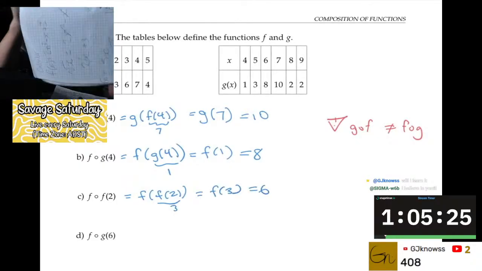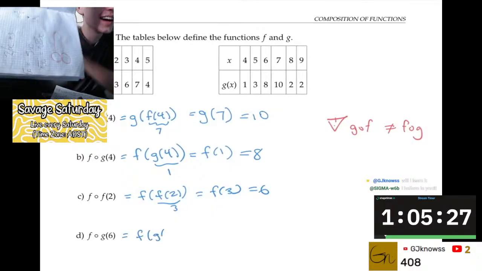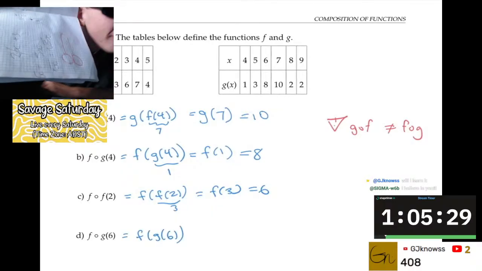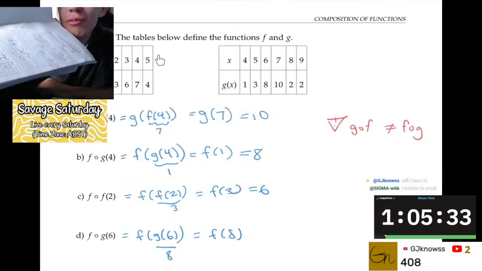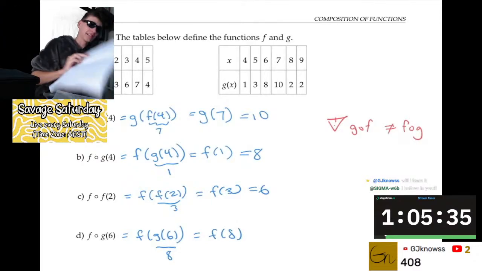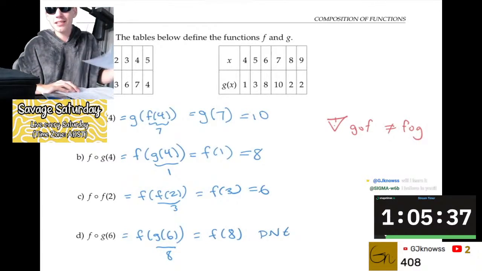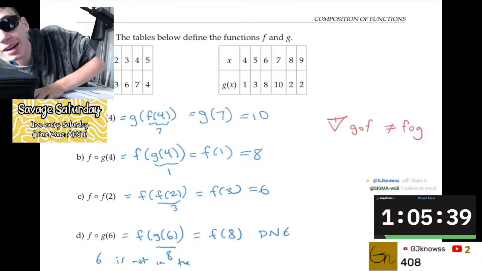If we want to find f composed with g of 6, we use g of 6 using the table for g. g of 6 is 8. But f of 8 is not on the table as a value for the f function, and so there is no f of 8. This does not exist. We can say that 6 is not in the domain for f composed with g.